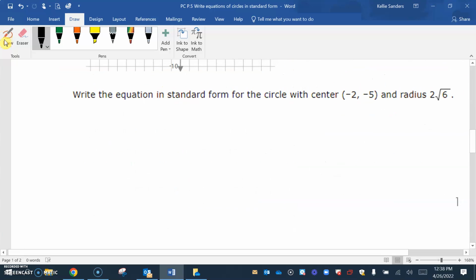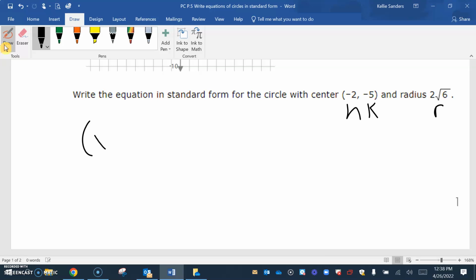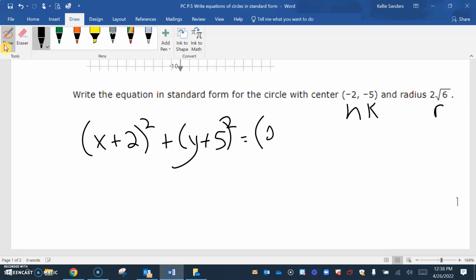Write the equation in standard form for the circle with the center and radius. So they give us everything. This is our h, this is our k, and this is our r. So it would be (x plus 2) squared plus (y plus 5) squared. And on this one, I'll do it kind of slower than the other ones. We're going to square that, right?